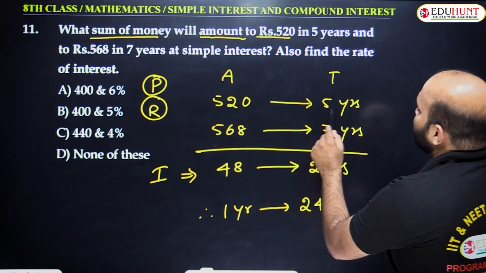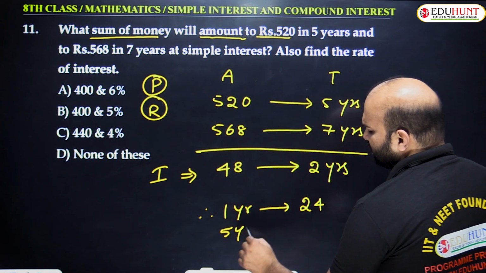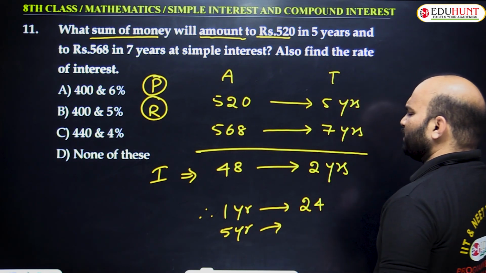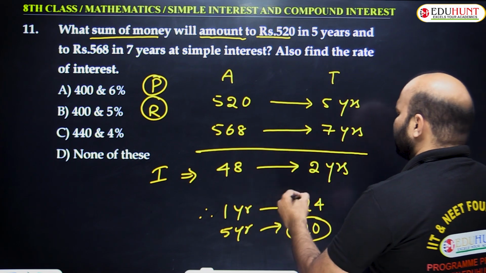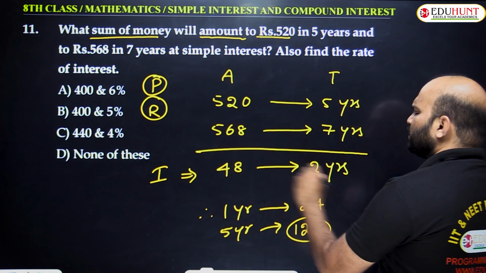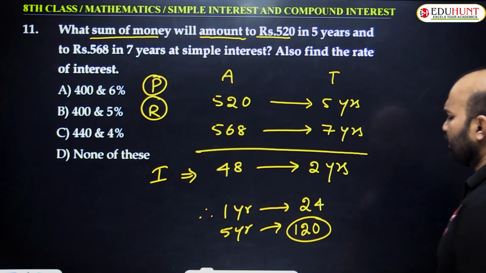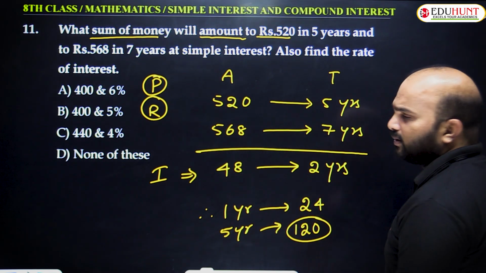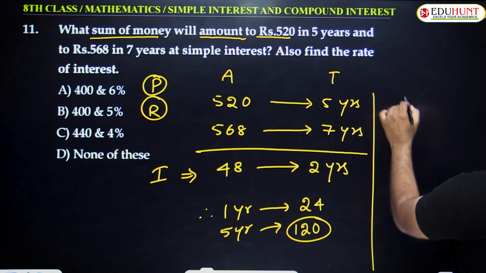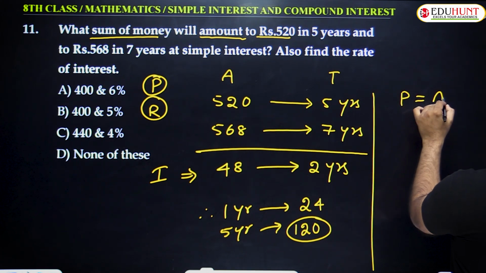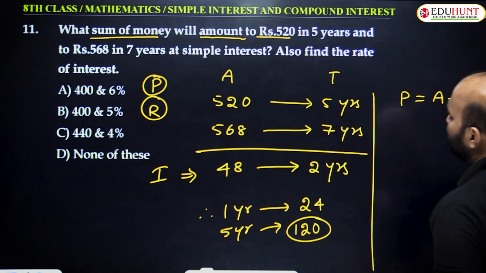But how many total years are given? 5 years. So first you have to find the 5 years interest, nothing but 120 rupees. How do we get the 5 years interest? 2 years interest we already got, 48, 1 year interest 24, 5 years interest 120. But the question I am asking is the principal. So principal is nothing but what? Clearly, amount minus simple interest is called principal.